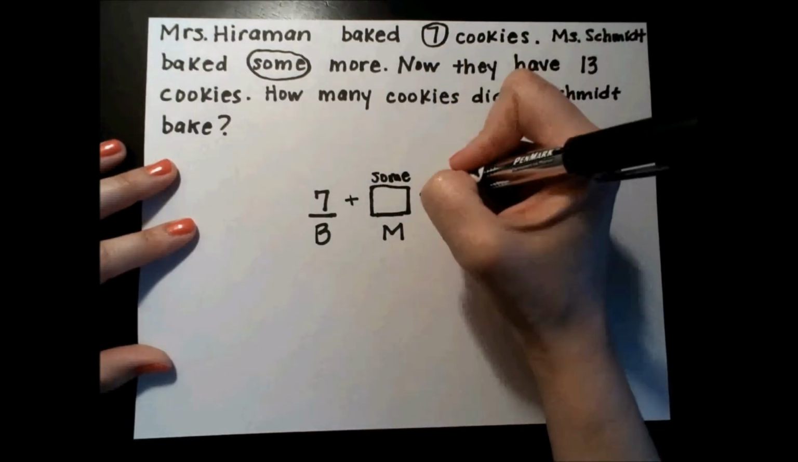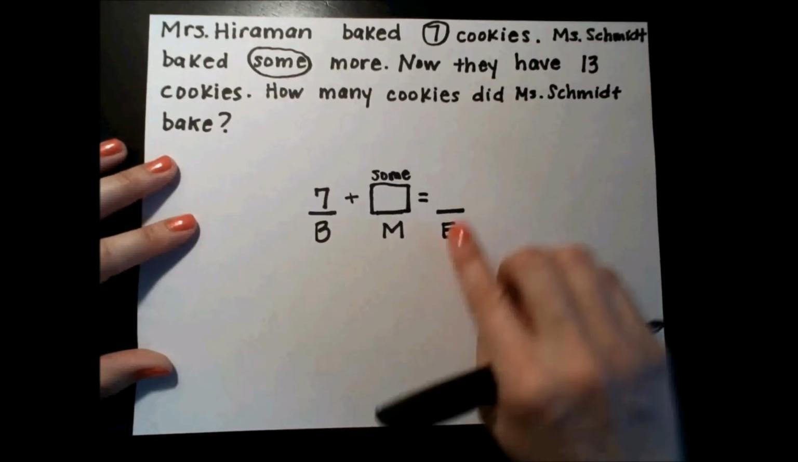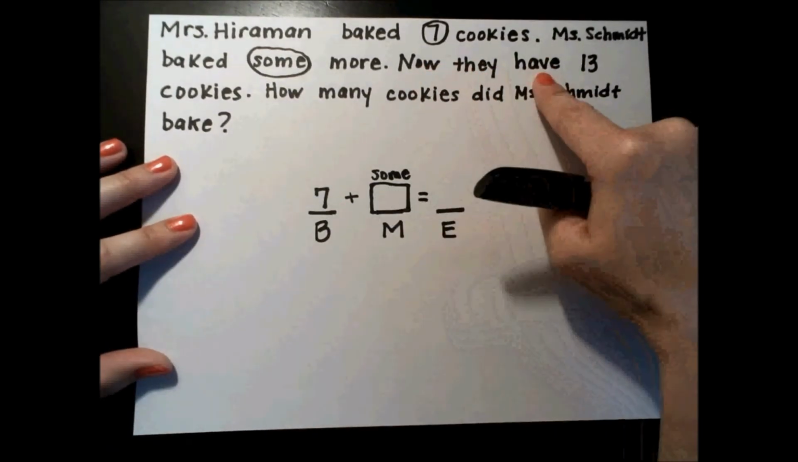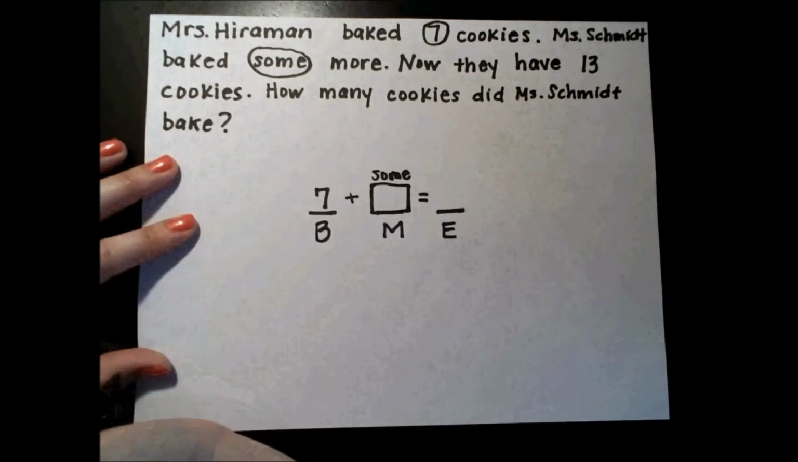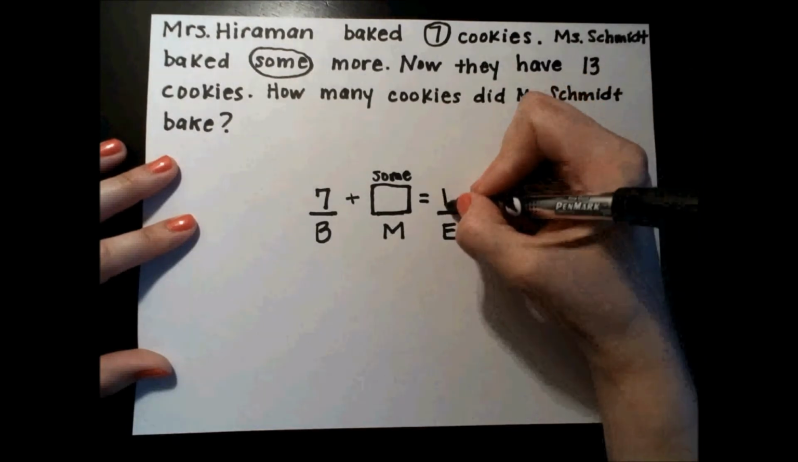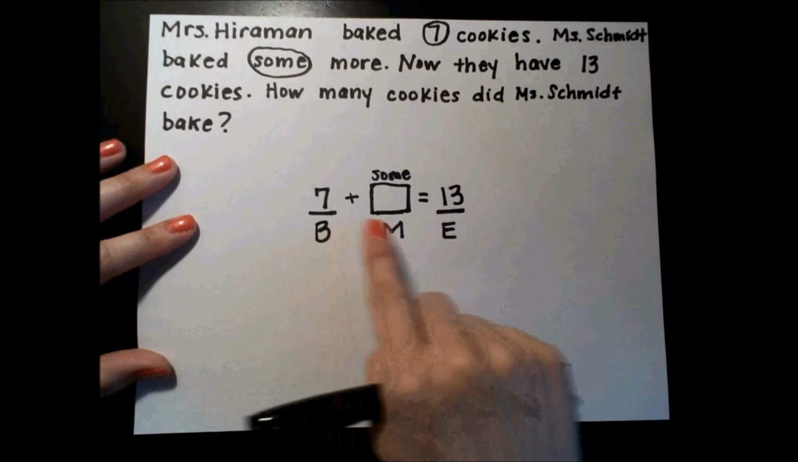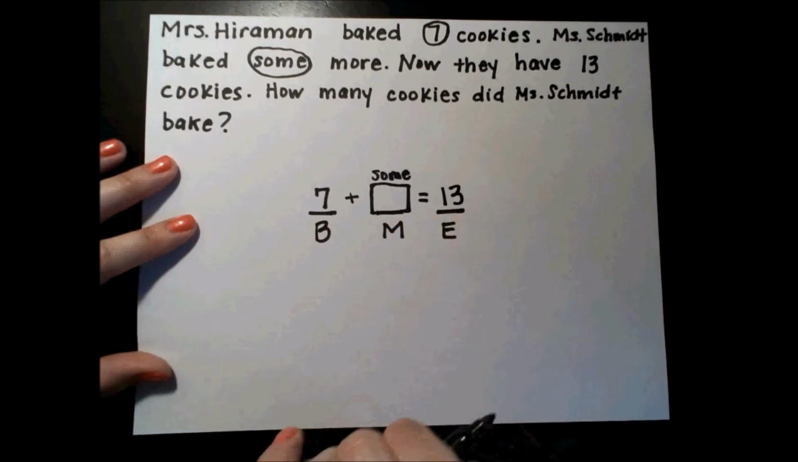And at the end of the story, let's see what's happening there. Let's read the last sentence. Now they have 13 cookies. Okay, so the end of my story tells me they had 13 cookies. Now I need to solve 7 plus blank equals 13.